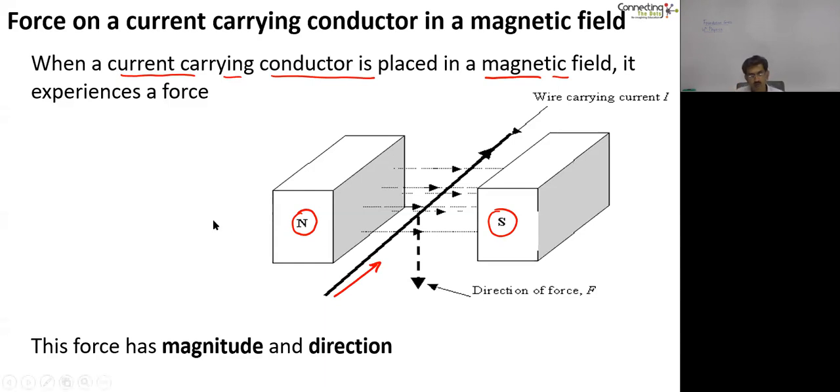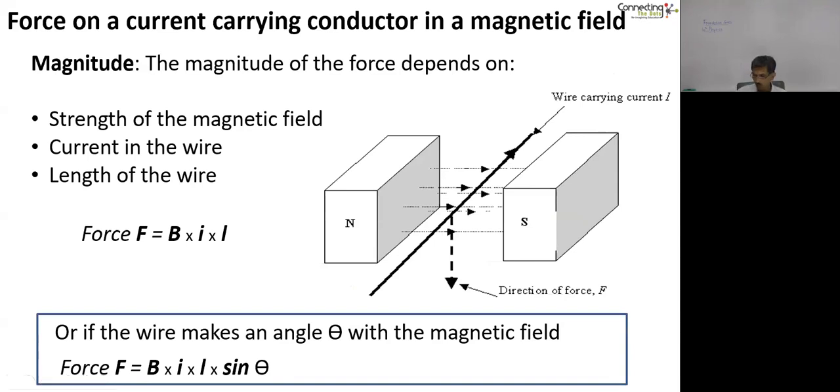So this force, clearly, force is a vector. It has magnitude and direction. So now let us talk about how we can determine the magnitude and the direction, because to study both is important. First, we talk about the magnitude of the force. So what do we have here? We have a situation where a current carrying conductor has been placed inside a magnetic field. And we are trying to determine the factors on which the magnitude of the force depends.